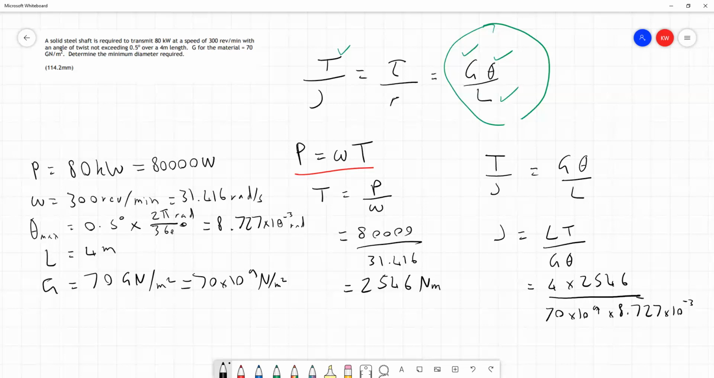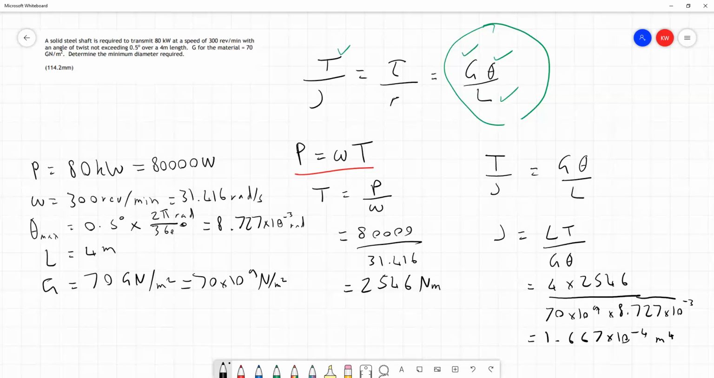Now, depending on how you've chosen to do some of your rounding in this question, you might have a slightly different answer from me at this point, but it should be along the lines of 1.667 times 10 to the minus 4. And remember, polar second moments of area, like second moments of area, have units of length to the power 4. And because we're working in meters throughout here, it's meters to the power 4 are our units here. So that's us got J, our polar second moment of area. And this is the second of our 3 stages.